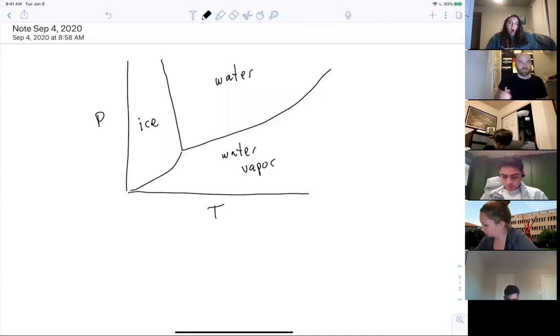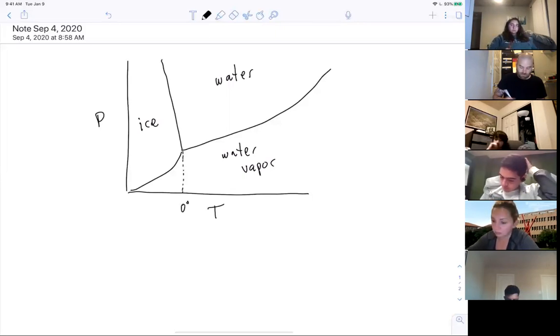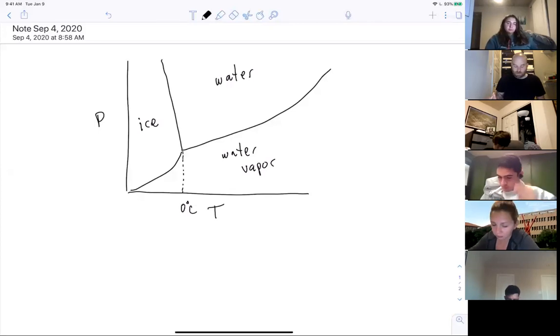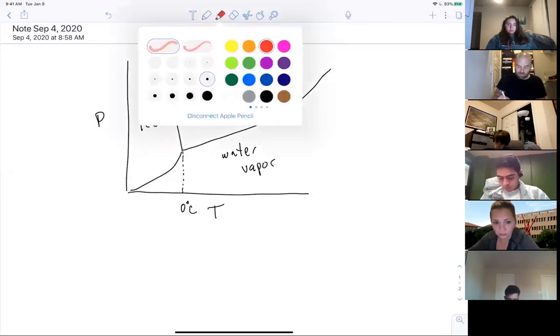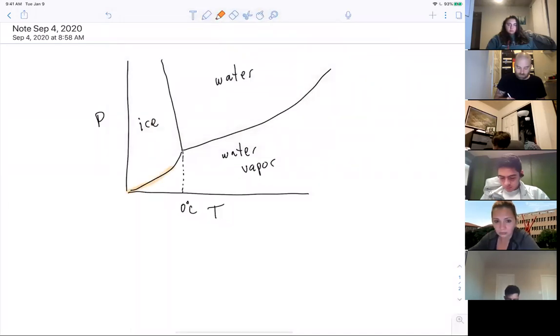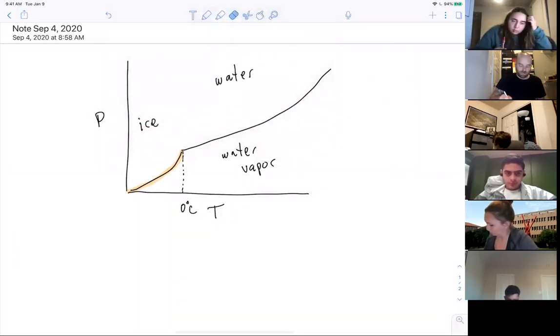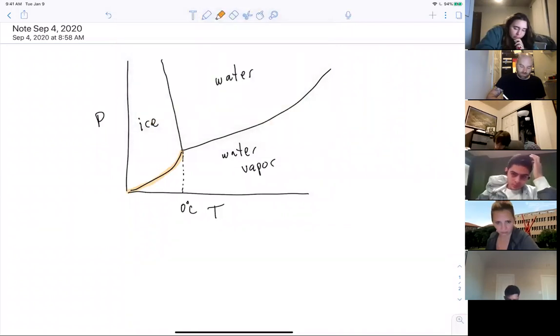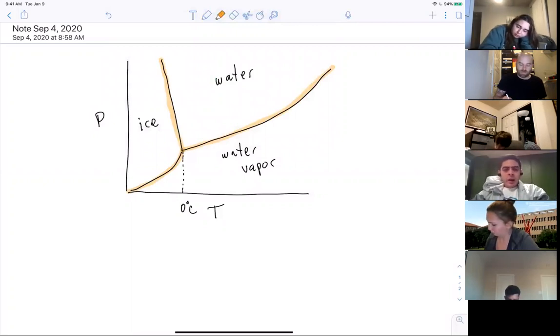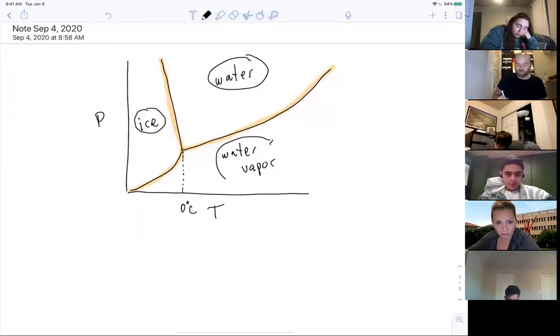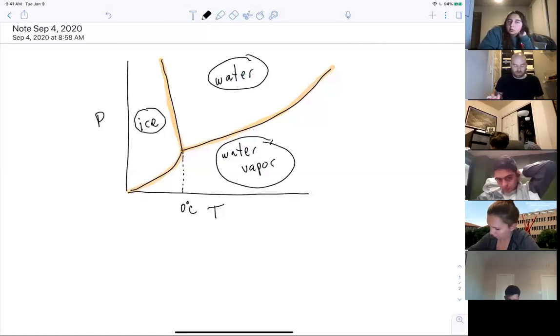The way to read these is that the boundaries themselves are the phase transitions. If we ignore those for now, we see that there are three distinct regions. We have the region where you're in the ice form, the water form, and then water vapor. So you've got all three phases represented on this phase diagram.